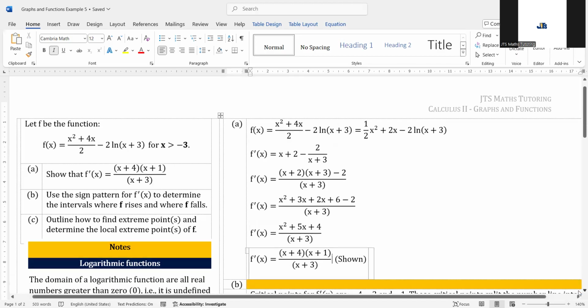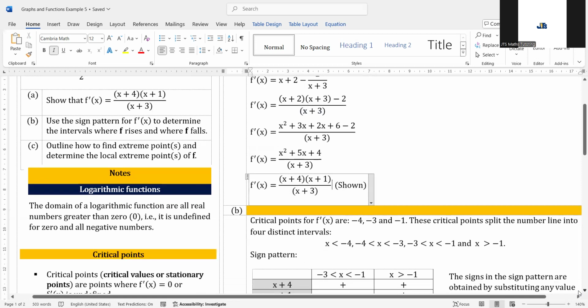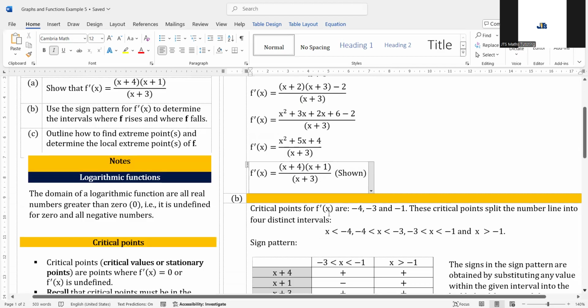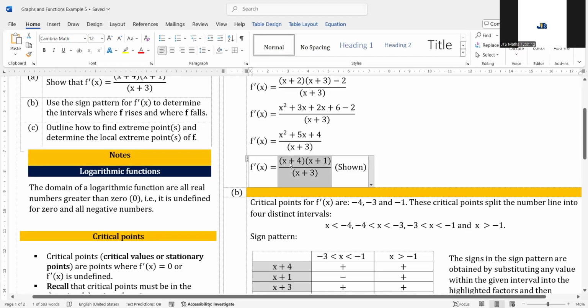Right. So the second question is now making use of the sign pattern for the first derivative of f of x to determine where f is rising and where it is falling. So from what we have right here, we are going to get critical points. What are critical points, which are also known as critical values or stationary points? These are simply points where the first derivative of the given function is equal to 0, or where the first derivative of that given function is undefined or does not exist. So if you equate this to 0, you see that the critical points for the first derivative of f of x are minus 4, minus 3, and negative 1.